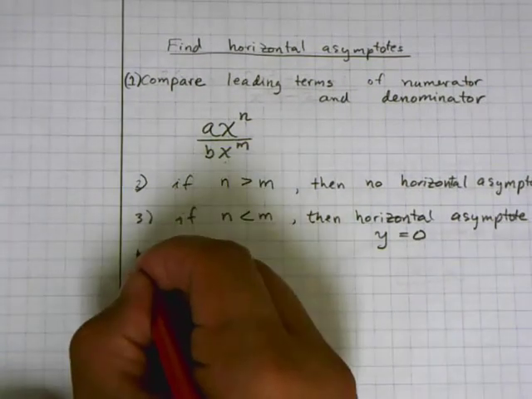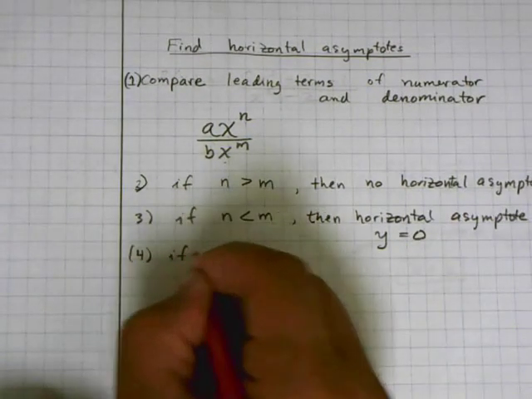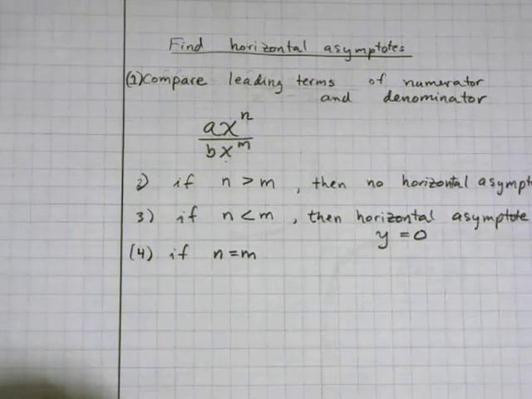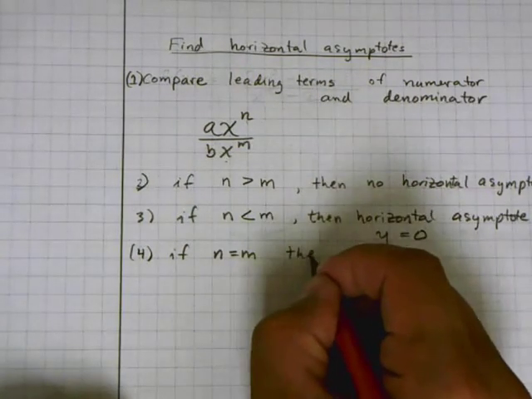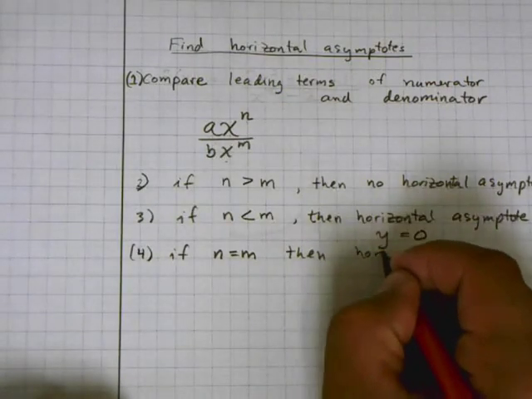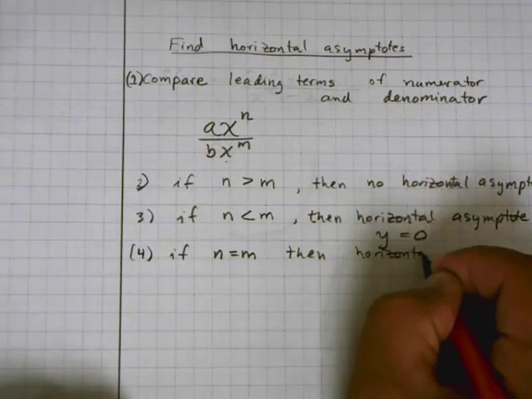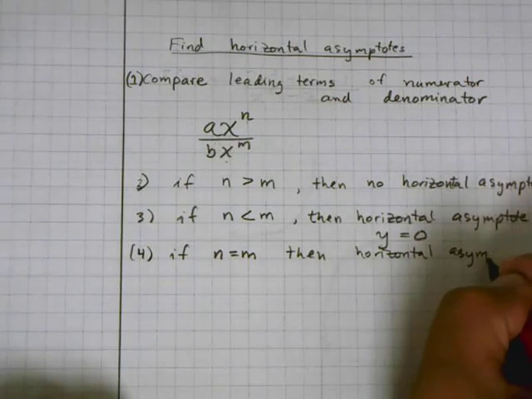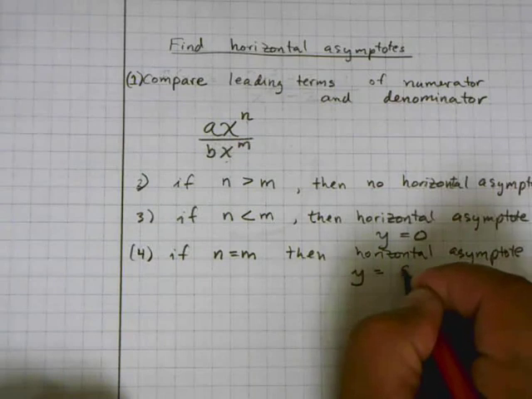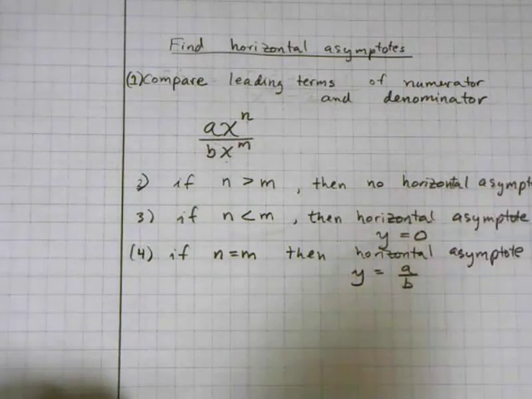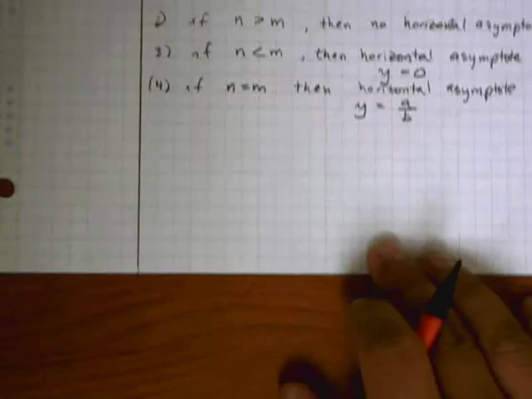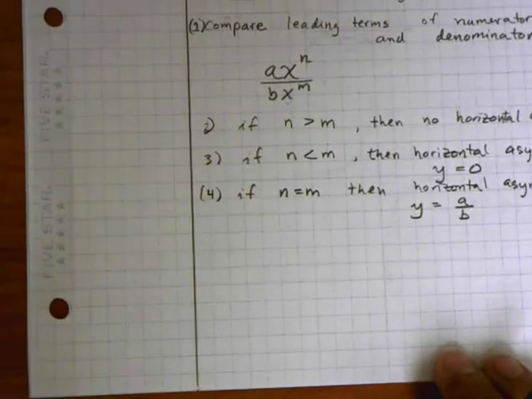And finally, if they're equal, if the power on the top is the same as the power on the bottom, then we actually take their coefficients. Then the horizontal asymptote is y equals a over b. Okay. And let us look at an example of how this works.